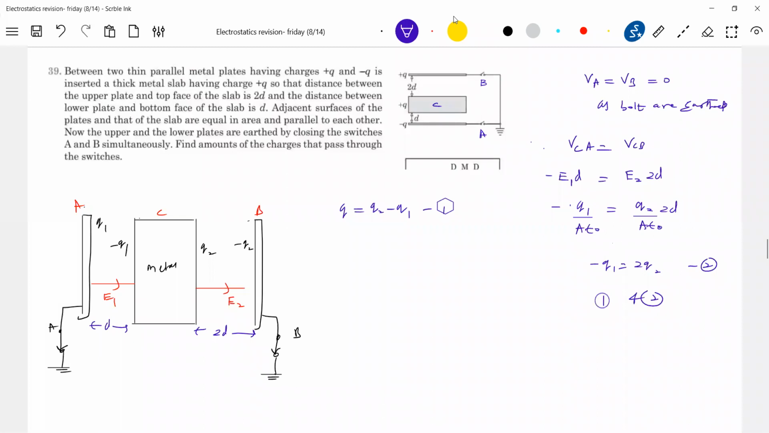From equation 1 and 2: Q equals Q2 minus Q1, and Q1 is minus 2Q2. So Q2 equals Q by 3. How much is Q1? 2Q by 3.